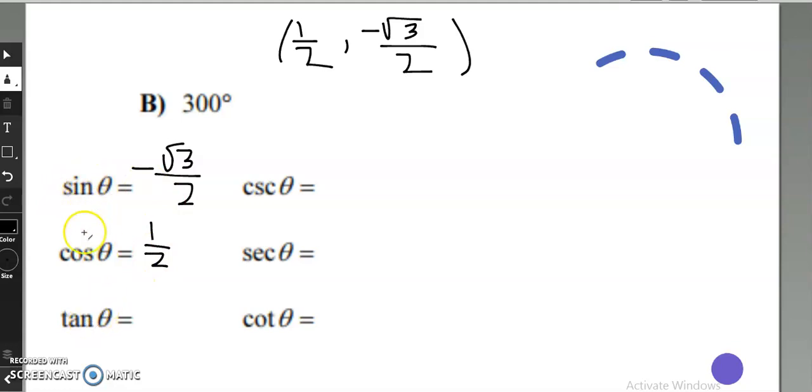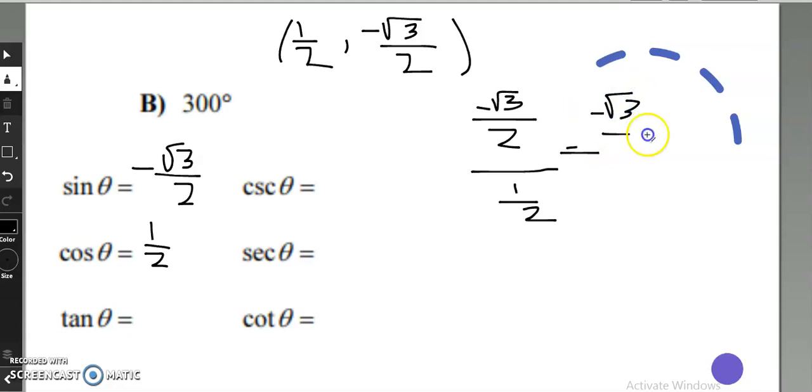And remember, tangent is sine over cosine. So I'm going to come over here because I need a little bit more space. So I need negative square root 3 over 2 divided by 1 over 2, which is negative square root 3 over 2 times 2 over 1. The 2's cross out and I'm left with negative root 3.